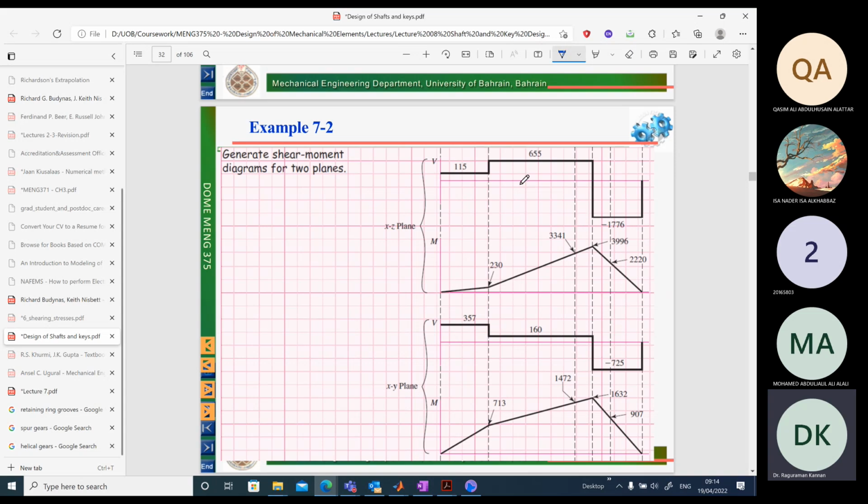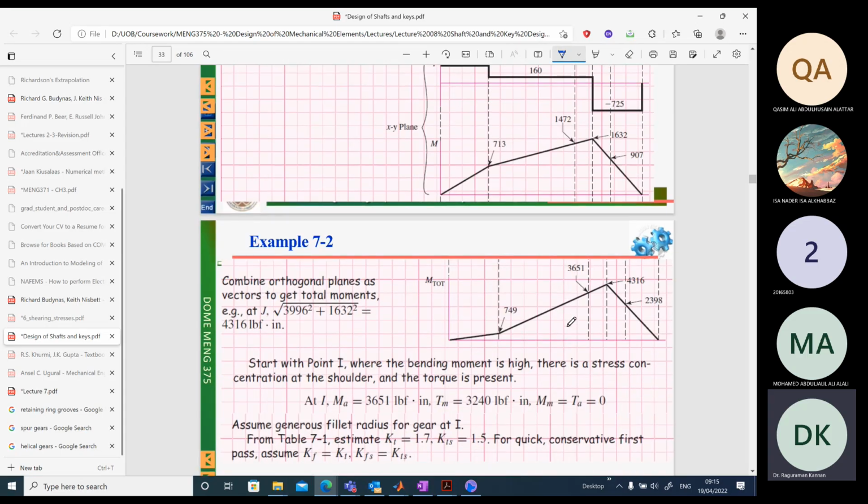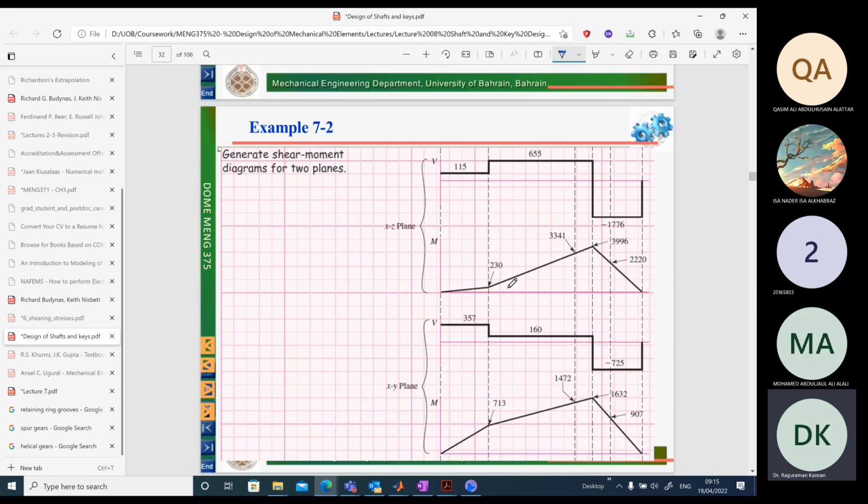Also, the shear forces will be in two different directions. The shear forces, we are not going to worry about. Rather, we need to worry about the bending moment in two different directions. With respect to the y-axis, this is the bending moment diagram. We can calculate this. And about the z-axis, the bending moment is given, and we have to get the resultant bending moment by squaring and adding them.